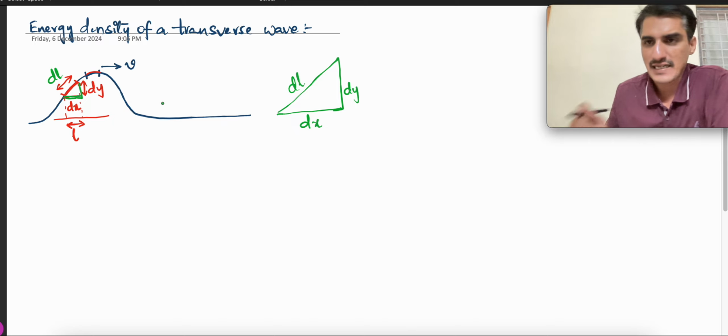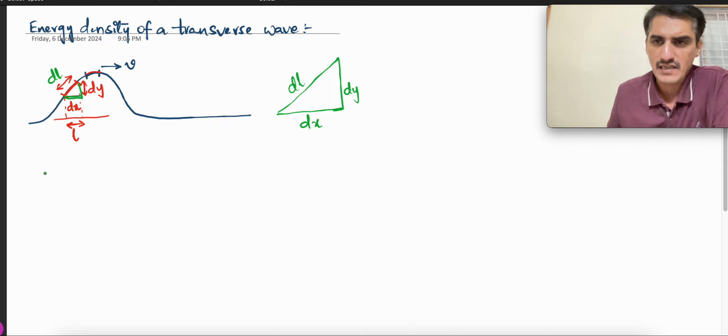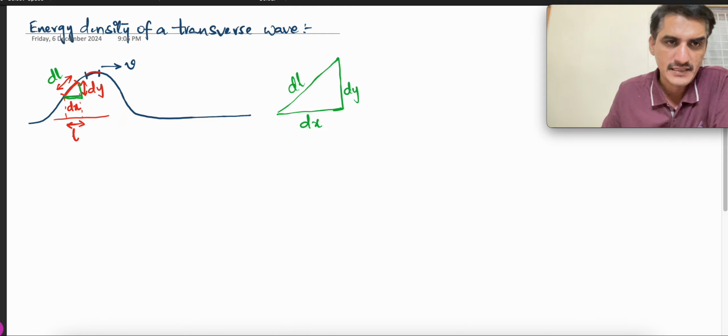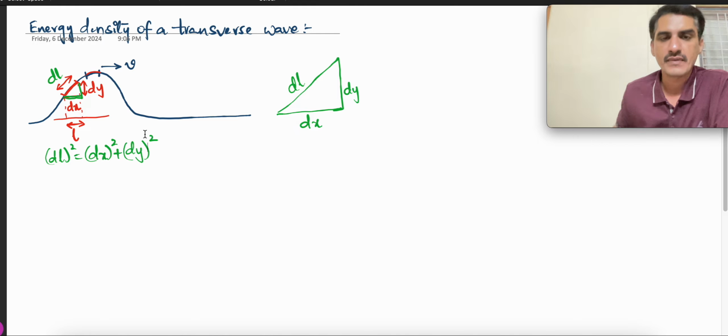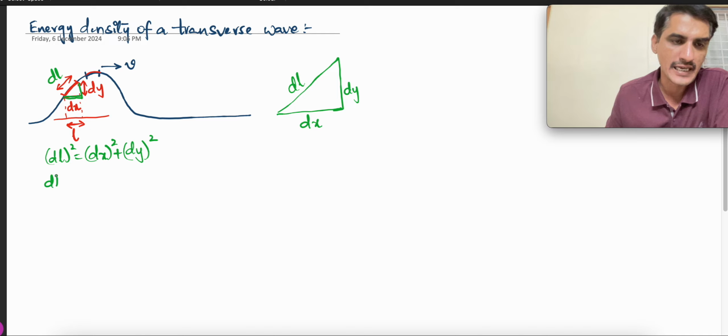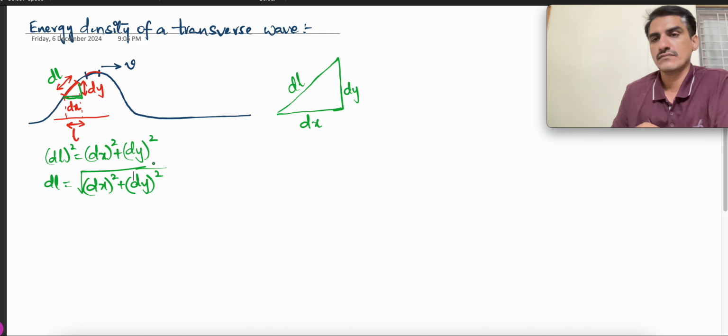So in that dl length, in the dl elongation, let us apply the Pythagoras theorem here. As it is a right angle triangle, we can apply the Pythagoras theorem, right? So we can write that dl whole square is equal to dx whole square plus dy whole square. Therefore dl is equal to root over dx whole square plus dy whole square. We have got the dl value.